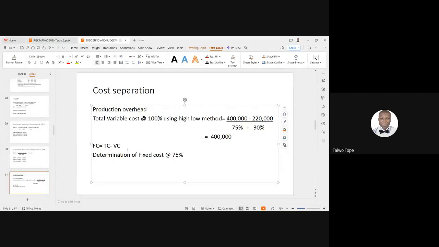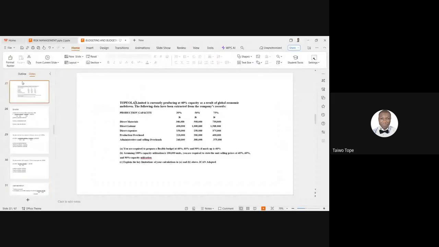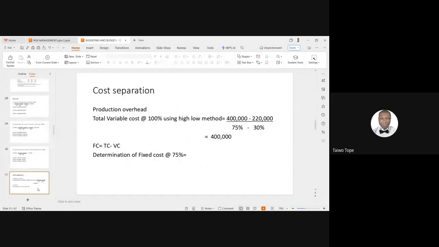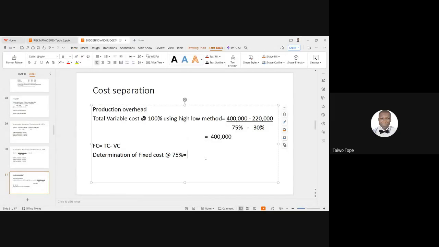At 75% activity level, your total cost based on production overhead is what? 400,000. Fine. Let me make it fixed costs equal to 400,000.